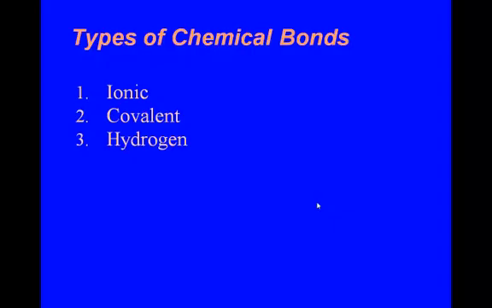Now there are 3 types of chemical bonds. There's ionic, covalent, and hydrogen. Covalent is the strongest of the 3. Ionic, it dissociates or breaks apart when put into solution. And hydrogen is our weakest of the bonds. And this is what we use to hold our DNA together.